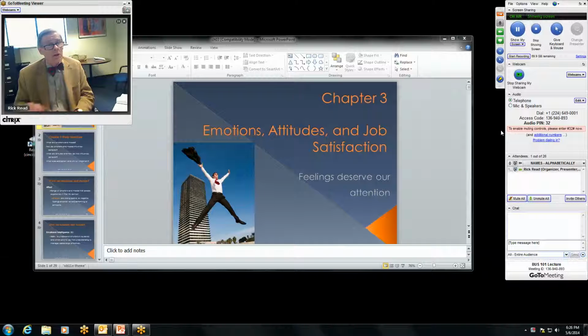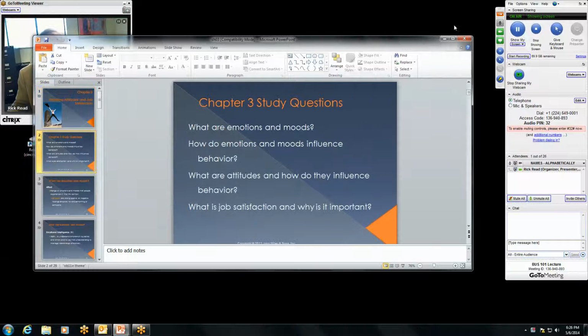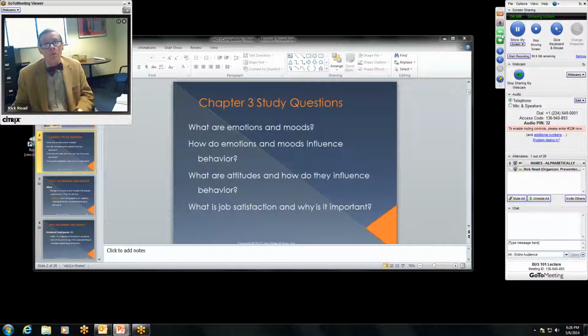Feelings deserve our attention. So let's look at the study questions we hope to be able to address as we go through this next about 40 minutes, I think. What are emotions and moods? How do emotions and moods influence behavior? What are attitudes and how do they influence behavior? And what is job satisfaction and why is it important?